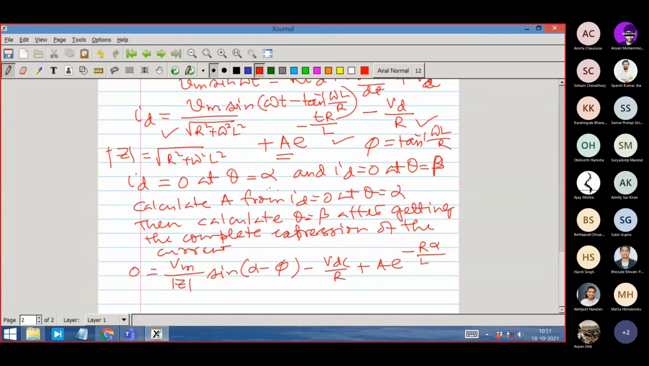So that is the first equation from which I get A is equal to VDC by r e to the power r alpha by omega L, right? A is equal to VDC by r, this is coming that side, minus Vm by mod Z into sine of alpha minus phi into e to the power r alpha by omega L. Right. This is what the expression of A is. This can be calculated. This is not a problem.